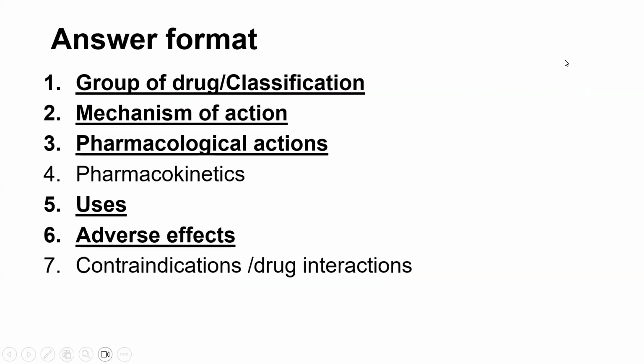So actually, in pharmacology, whatever question is asked, you have to write in this format. The main things you have to cover: first, you have to write what group of drug it is. If it is a short answer, you have to write what group of drug, and if it is an essay, you have to write the full classification. Then mechanism of action and pharmacological actions, then uses and adverse effects. These three, the underlined headings, are must headings. You have to write in these headings.